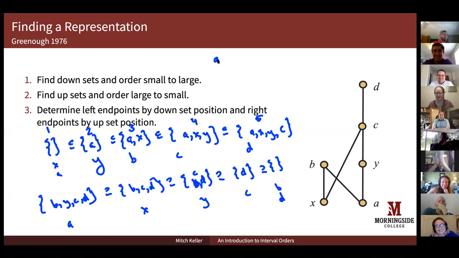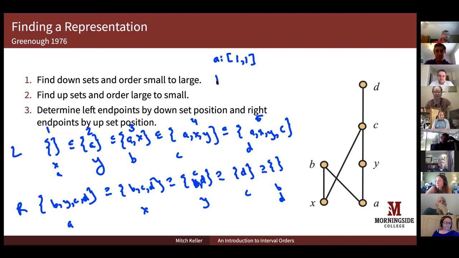Okay, so then A's interval, its left endpoint comes from the downsets and its right endpoint comes from the upsets. So A's interval is 1, 1. So I'm allowing length 0 intervals that just contain a single point. That's an interval. We could do this with a little bit of a modification in a way that would avoid that. Actually, Greeno's version doesn't create length 0 intervals. In fact, I think he created open intervals.